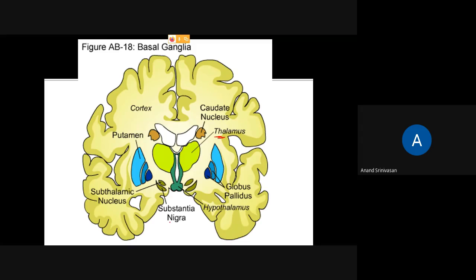In this picture, this is the basal ganglia. The basal ganglia is composed of the caudate nucleus, putamen, globus pallidus, and the subthalamic nucleus. What is the main function of the basal ganglia? This will be discussed in detail in second semester, but I will tell you a little bit. They help in smoothness of function.